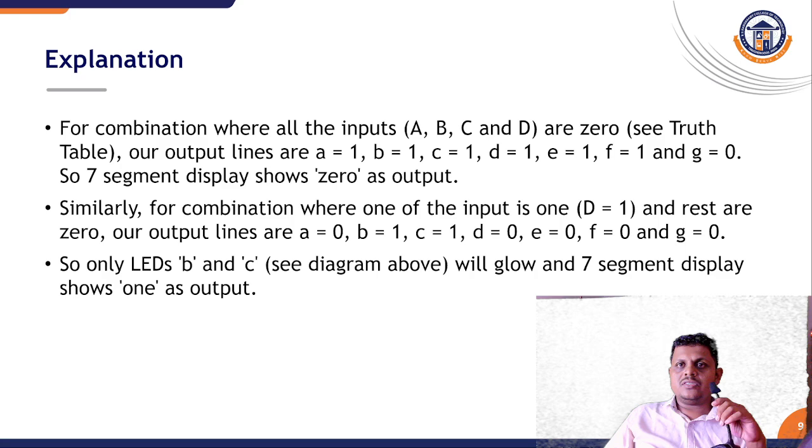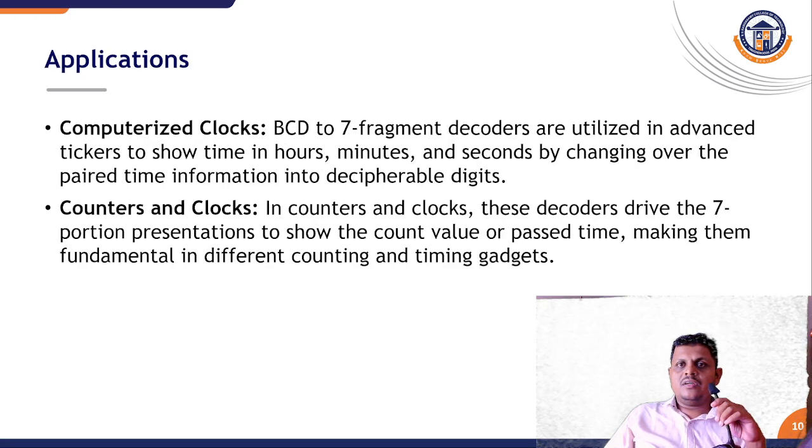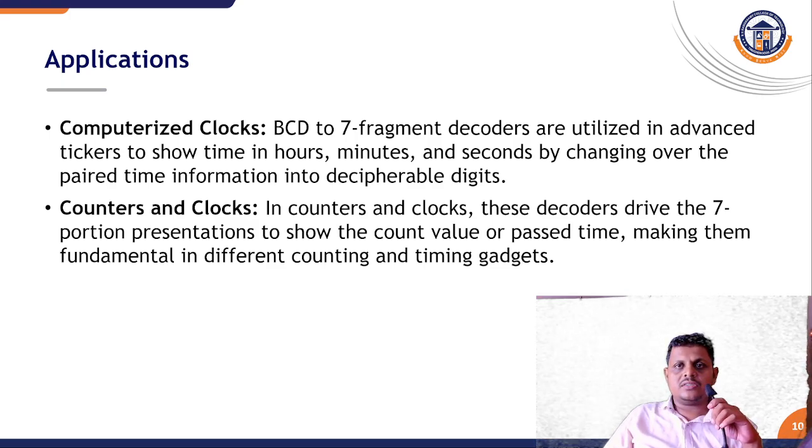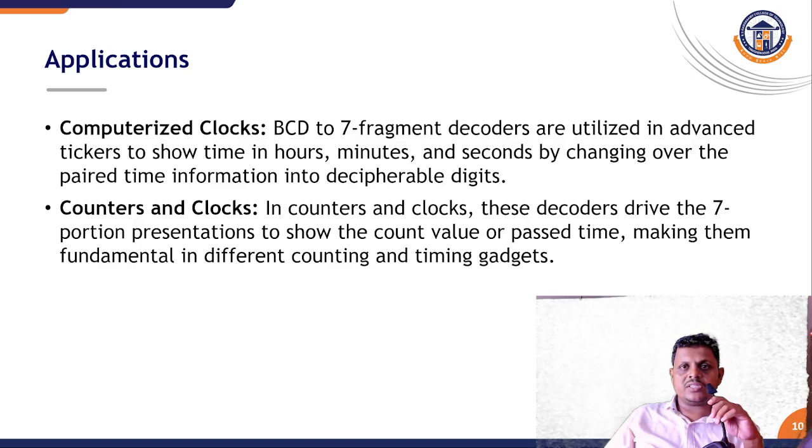And for combinations, this is what I explained. Now the applications. The first application is computerized clocks. BCD to 7 segment decoders are utilized in advanced clocks to show time in hours, minutes and seconds by changing over the binary time information into decimal digits. It is also applicable to counters and clocks. In counters and clocks, these decoders drive 7 segment displays to show the count value or elapsed time, making them fundamental in different counting and timing gadgets.